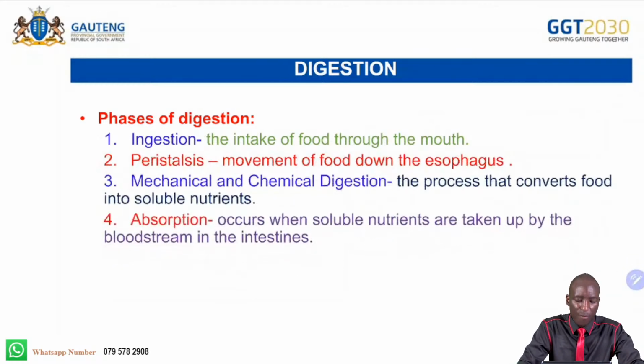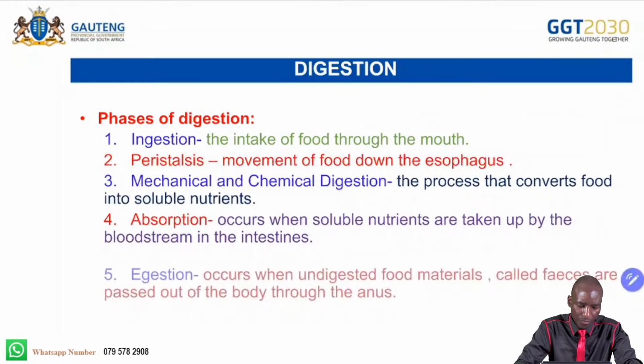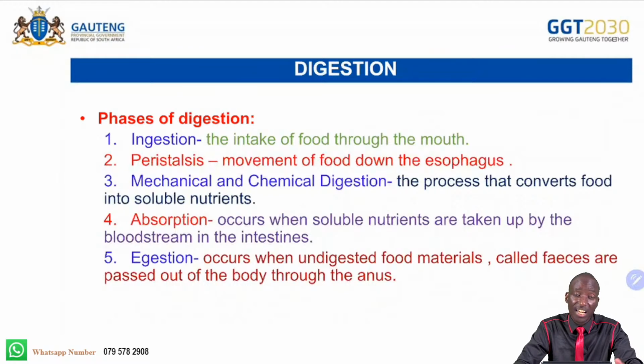Phase number 4, absorption takes place. This occurs when soluble nutrients are taken up by the bloodstream in the intestines. In this case, we're talking about the small intestine. That's where absorption takes place. Stage number 5 is the last phase of digestion. It occurs when undigested food materials called feces are passed out of the body through the anus. So these are the 5 phases of digestion.